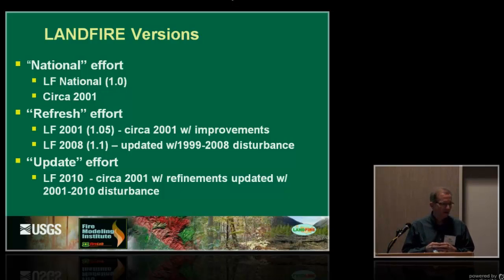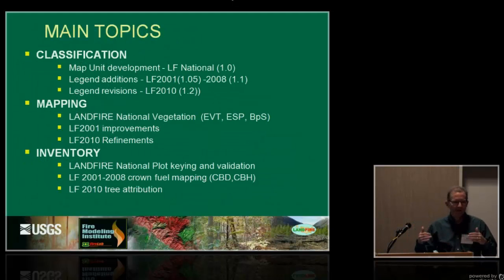LANDFIRE National 1.0, circa 01, the product that came out with various chunks of it in 6, 7, 8, and 9. Then a refresh effort that happened through 2010 to 11. We call it 1.05, more or less LF 2001, being a circa 01 with some improvements. And then LF 8, a 1.1, where we've taken disturbance chronology over the last 10 years and modeled change. And then the update effort, which will be an LF 10, a 2010 circa with updated disturbance from 2001 to 2010.